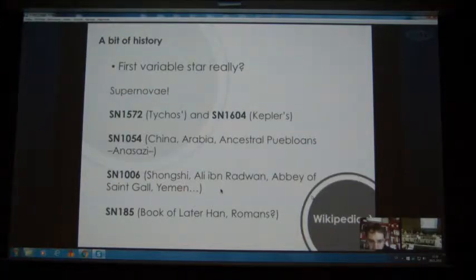Half a century before, there was the supernova of 1006, seen by the Chinese. It was also described in one of the books of an Egyptian astrologer called Ali ibn Ridwan. It was observed by the monks of the Abbey of St. Gall in Switzerland, and even observed from Yemen. And even before that, we have the supernova of 185, also observed by the Chinese and perhaps by the Romans.